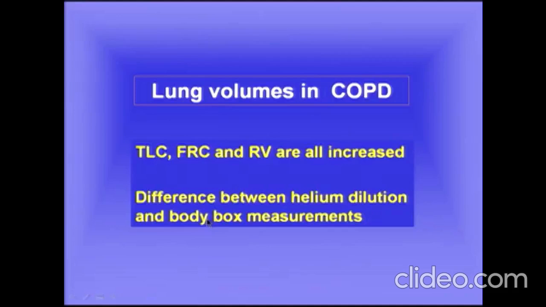But there may be obstructed airways here, or there may be airways where the rate of mixing of the helium is terribly slow because of uneven ventilation. And whereas the body box measures the total volume of gas in the lung, the helium dilution will give you a smaller number, because not all the sections of the lung are communicating with the mouth.